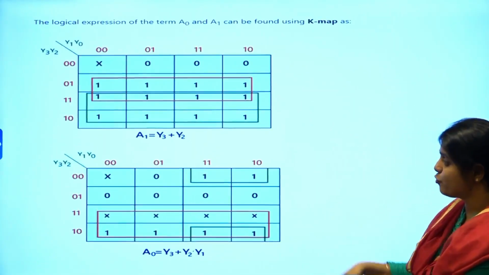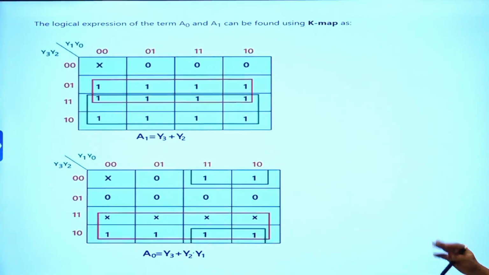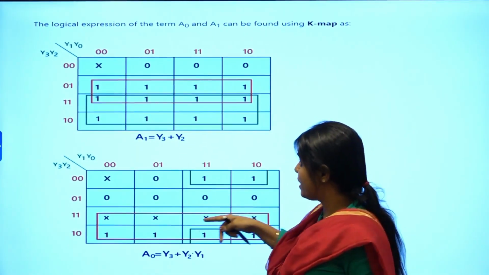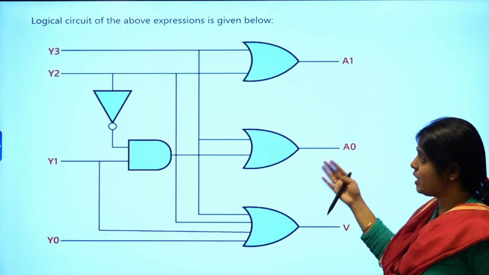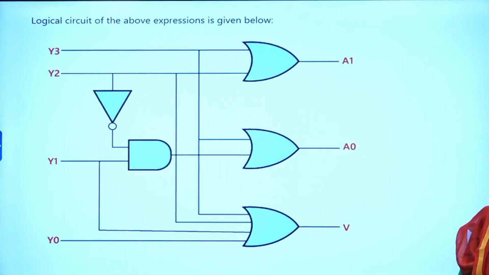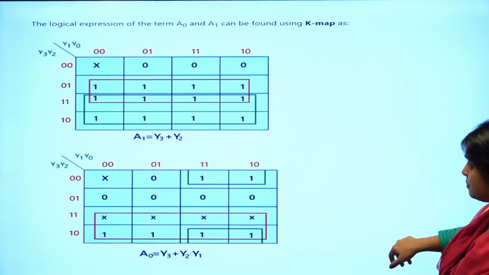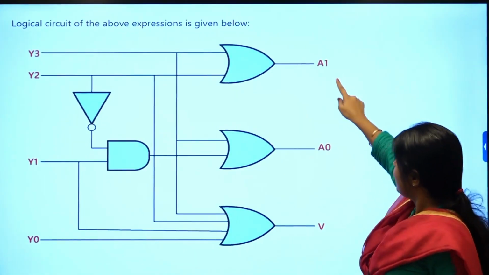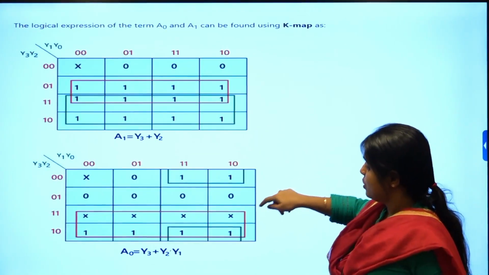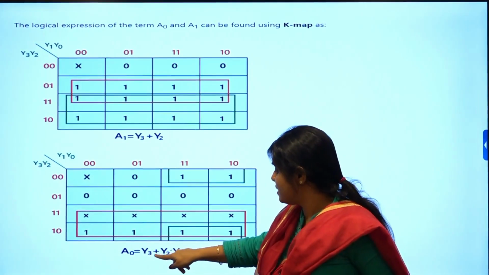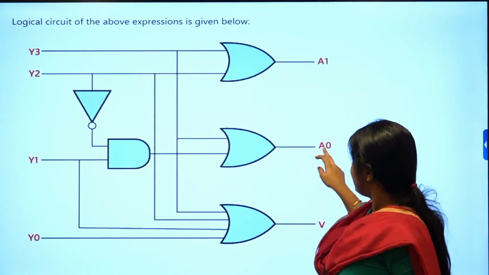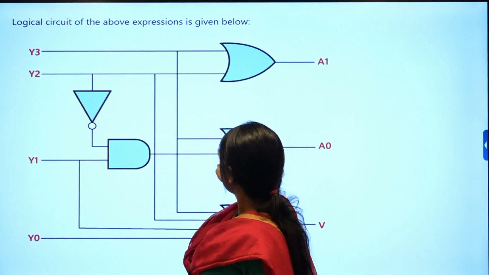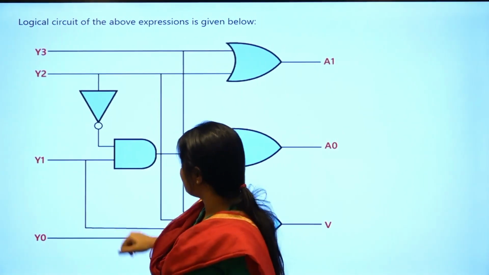Hence I have gone for K-maps. From K-maps, we have generated the outputs for A0 and A1. This is the circuit diagram, the logic diagram. A1 is Y3 plus Y2, and A0 is Y3 plus Y2 bar into Y1.